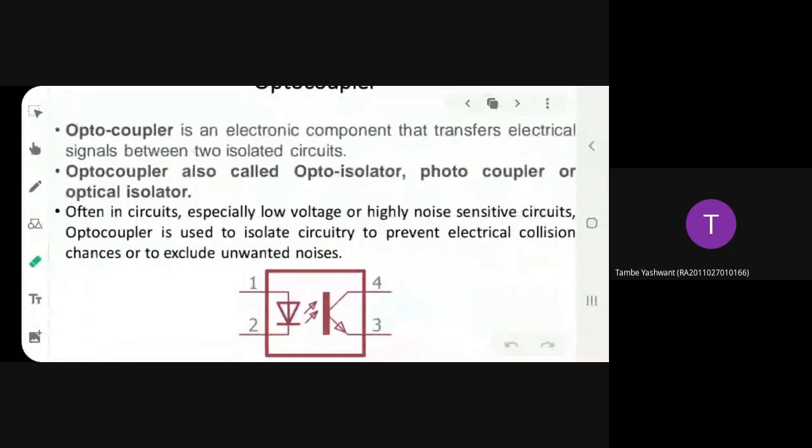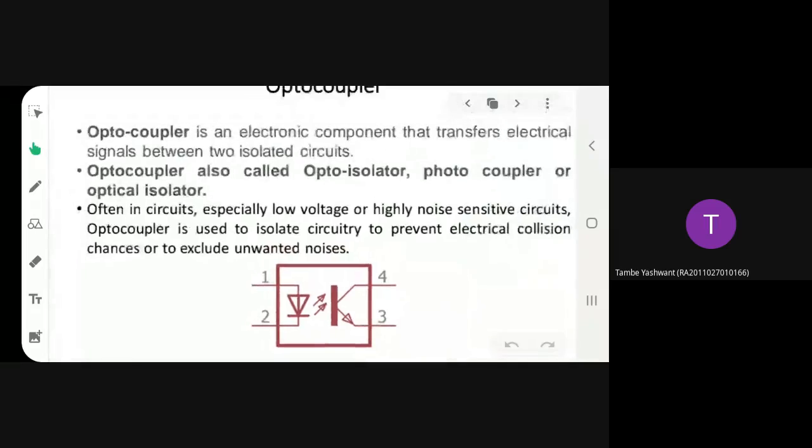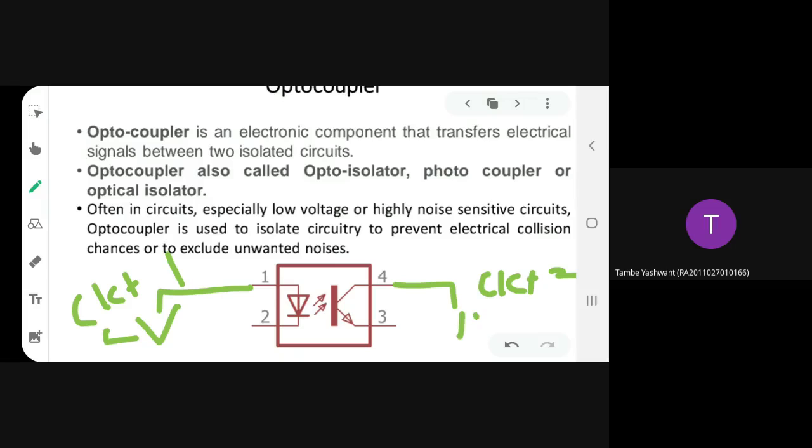The name itself is given by different versions. It can also be called a photocoupler, optical isolator, or opto-isolator. If you look at this diagram, on the input side you have an LED. On the output side it shows a phototransistor. Both are combined. Where you want to use this optocoupler or opto-isolator is when you have circuit number 1 on this side and circuit number 2 on this side. Suppose this circuit is low voltage and this circuit is high voltage, you cannot connect these two circuits directly.